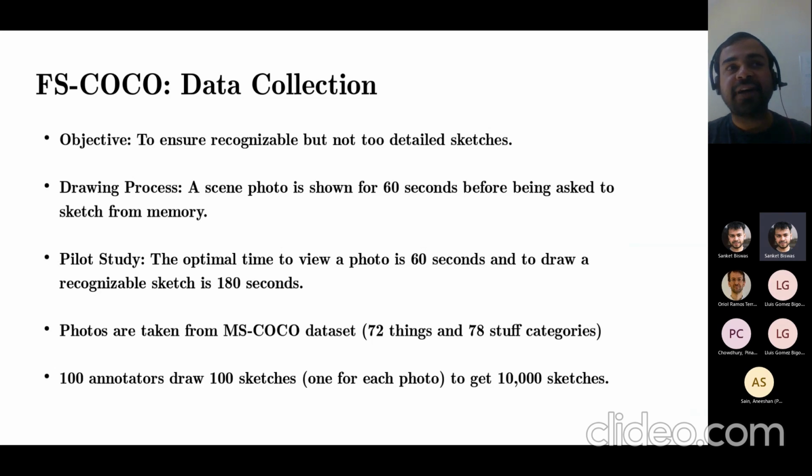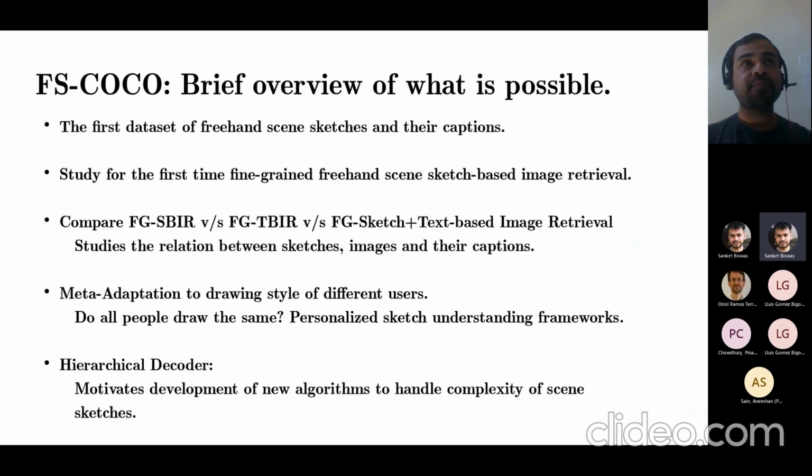The other interesting fact is that we collected 10,000 sketches, and these 10,000 were collected by 100 annotators. Each annotator draws 100 sketches. Of course, we get one sketch for each photo, but these 100 annotators can lead to other studies, like how different people draw, or whether they are drawing the same thing or not.